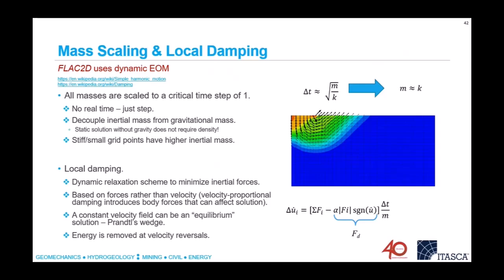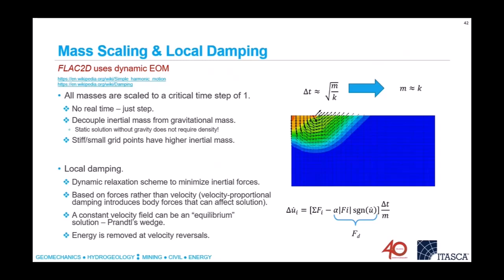Again, this time step has no relation to reality because we modified mass. And we're actually solving a static system. In reality, there's no time step. If you deal with dynamic analysis, this time step becomes a real time step, also with creep. And the masses become real masses. So there you deal with real small time steps. But for static or quasi-static analysis, this time step can be modified.